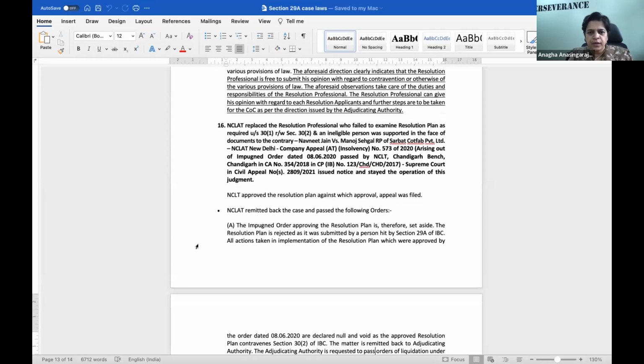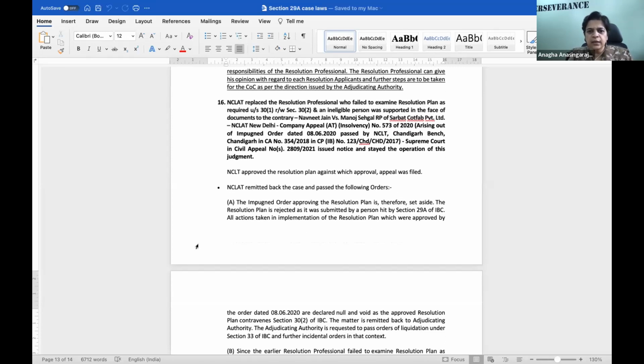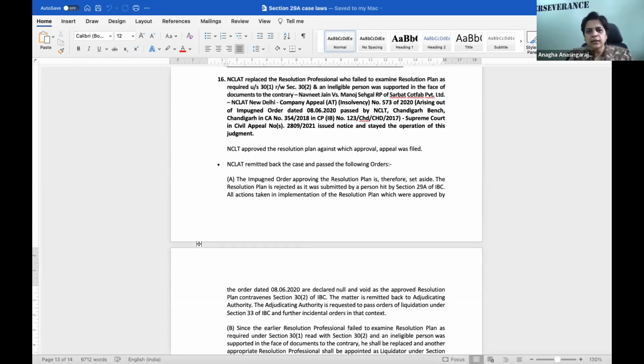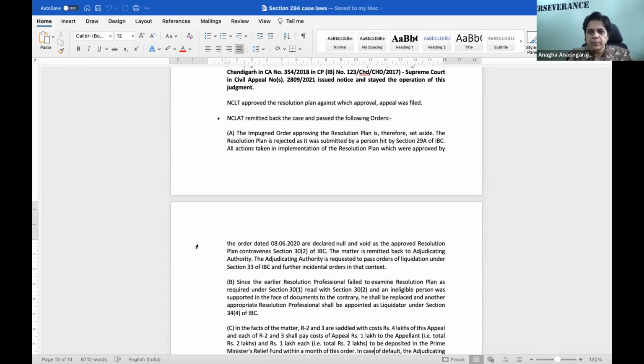But the facts of this are that the NCLT approved the resolution plan, against which approval the appeal was filed. Now the NCLAT has remitted the case back to the NCLT and passed the following orders: the impugned order approving the plan was set aside. The plan is rejected, as it was submitted by a person hit by 29A. All actions taken in implementation of the plan which were approved by the order of so and so are declared null and void, as the approved plan contravenes 30 subsection 2. Matter is remitted back to the NCLT, and NCLT is requested to pass orders for liquidation under section 33 of the IBC.